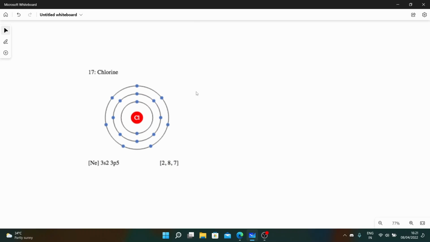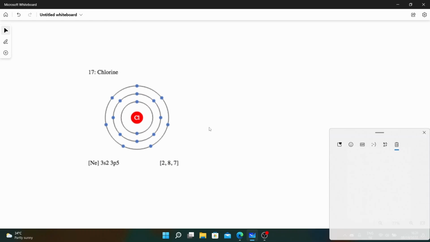For the first 20 elements, the first shell has 2 electrons, the second shell should have 8 electrons and the third shell should have 8 electrons. Over here the third shell has only 7 electrons, so it will gain 1 electron. So chlorine would have a charge of 1 minus when it gains an electron.